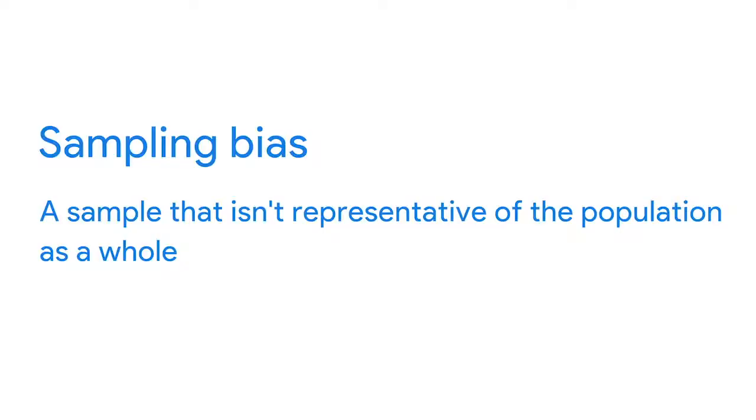Sampling bias is when a sample isn't representative of the population as a whole. You can avoid this by making sure the sample is chosen at random so that all parts of the population have an equal chance of being chosen. If you don't use random sampling during data collection, you end up favoring one outcome.